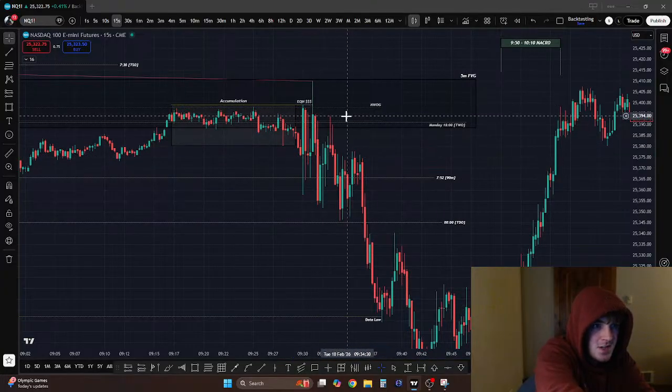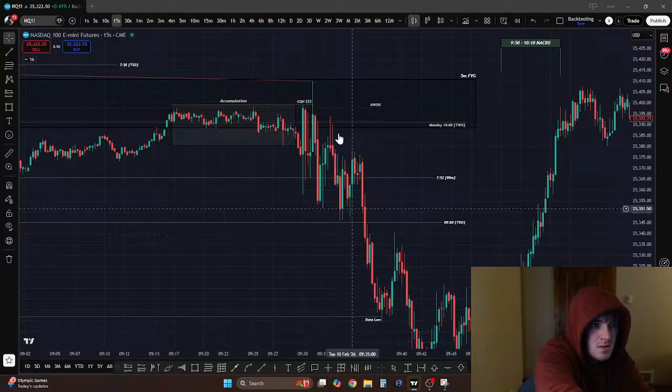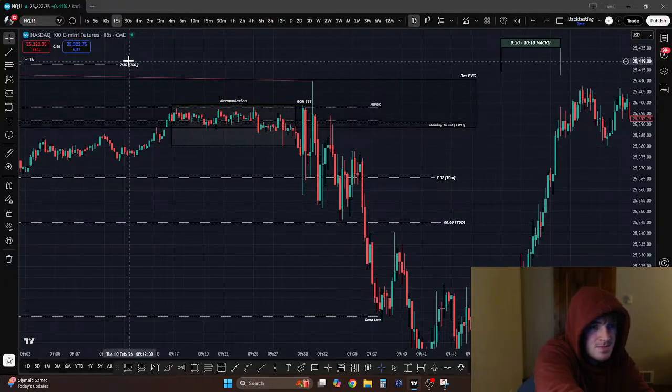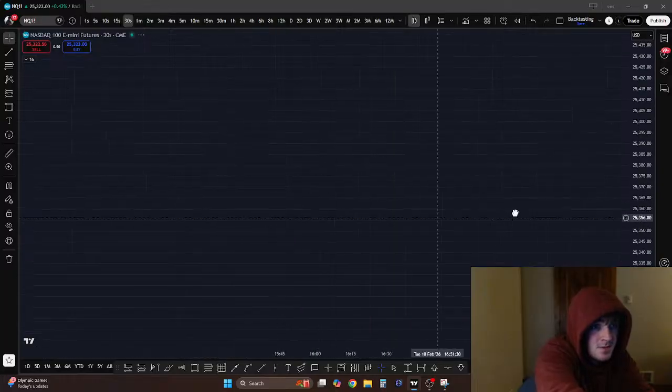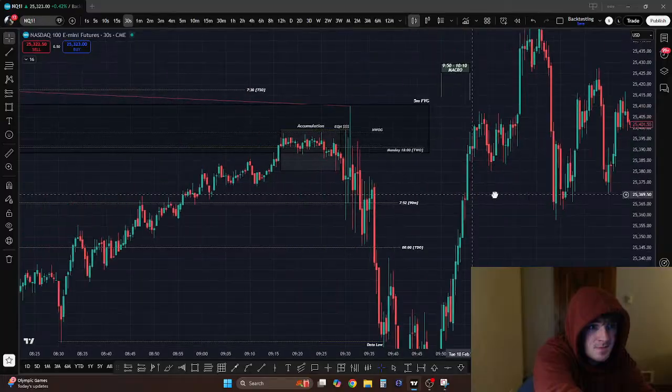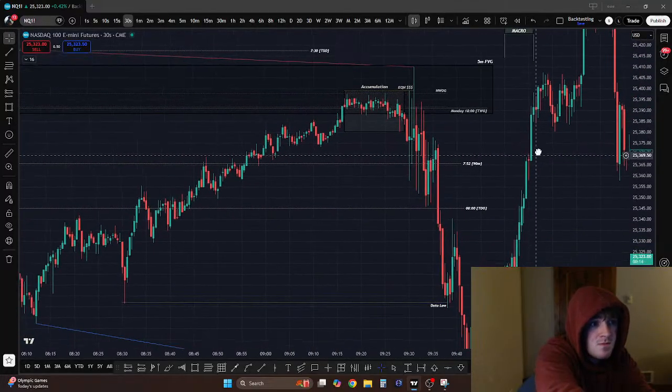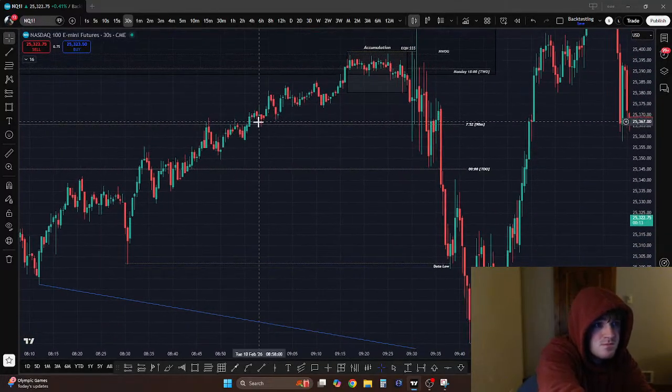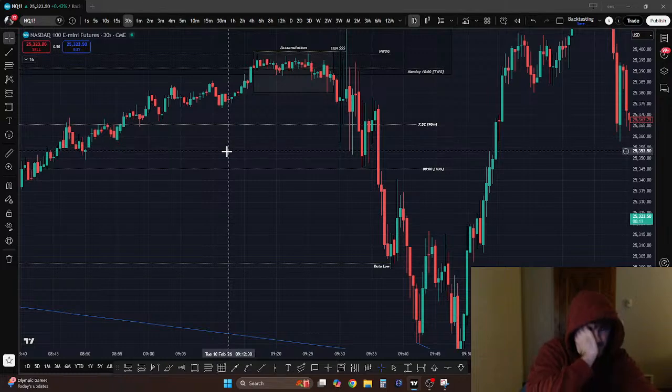And this is a good rejection block. We did not use it, but if we had used it, it would have been pretty good. Maybe we used it on the 32nd.